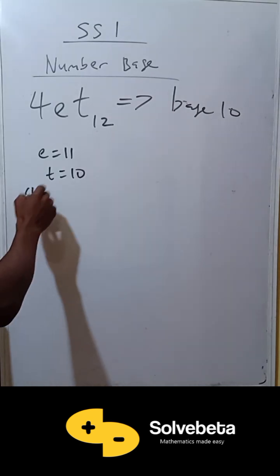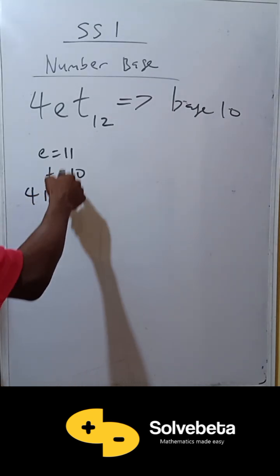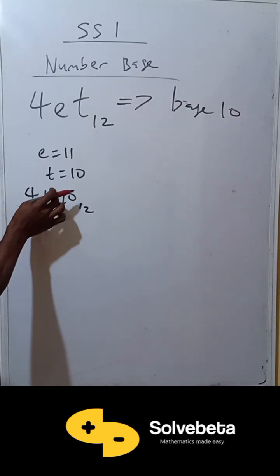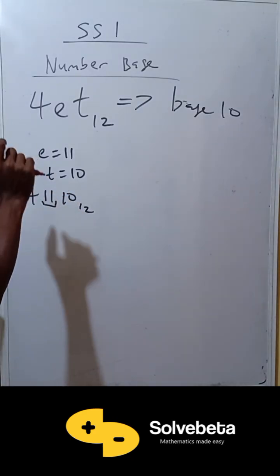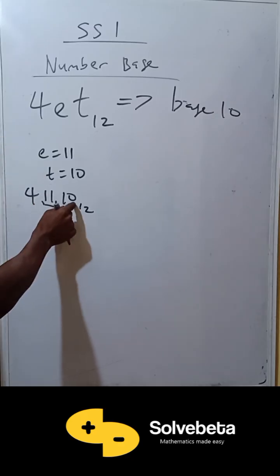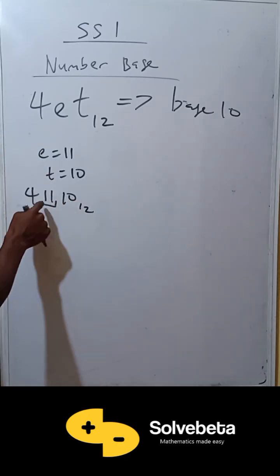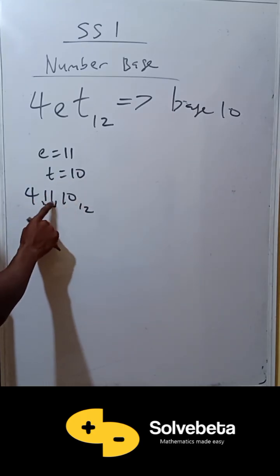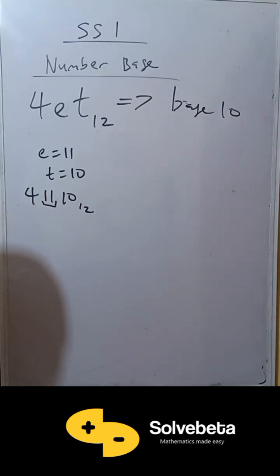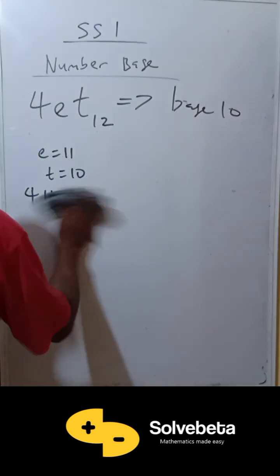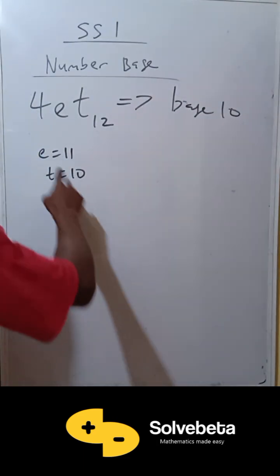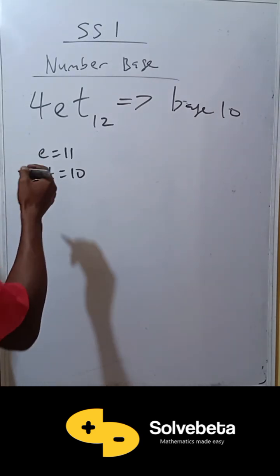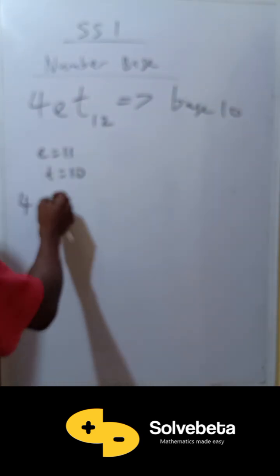If we were to write 41110 in base 12, it would lead us somewhere else. This 11, the 1 and 1 are together, they are a singular number. 10 is a singular number. But if you write them like this, our knowledge of base 10 will make us assume this is 41110. So that's why you have E and T. Don't forget, E represents 11, T represents what? 10.